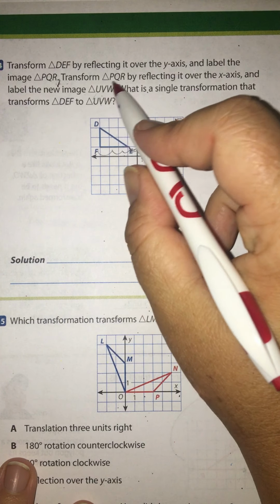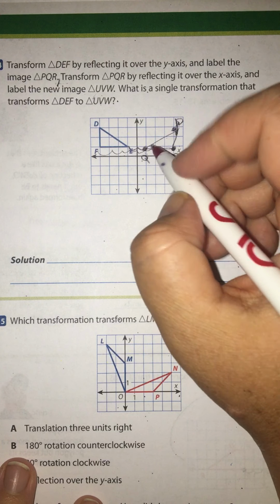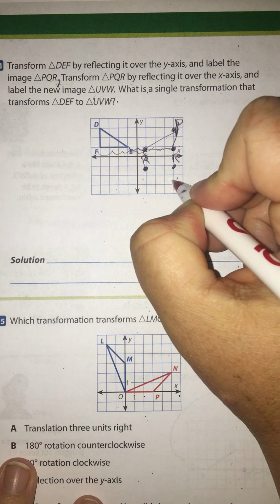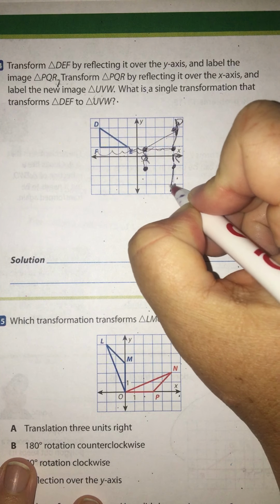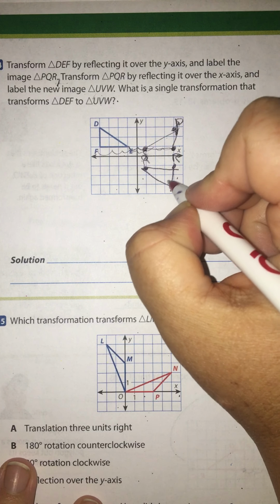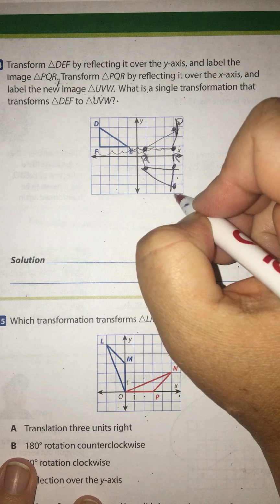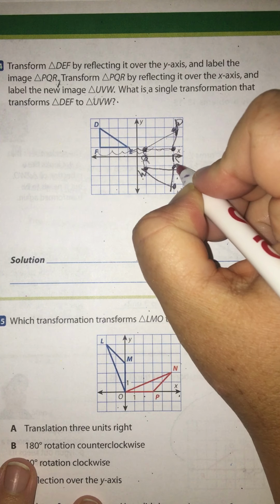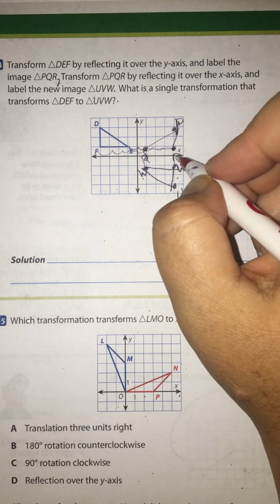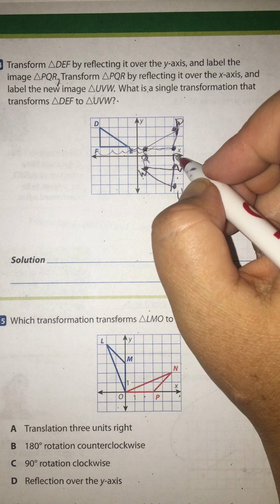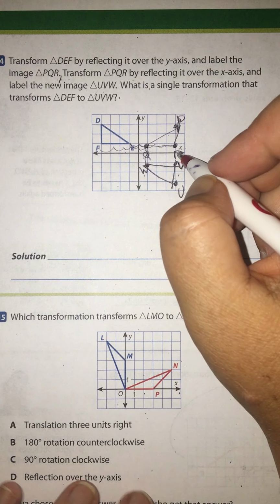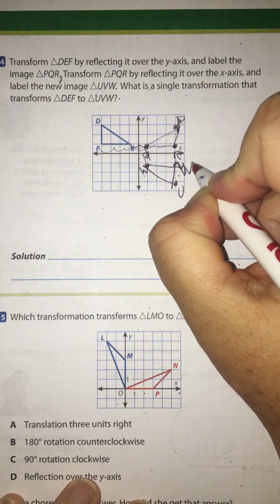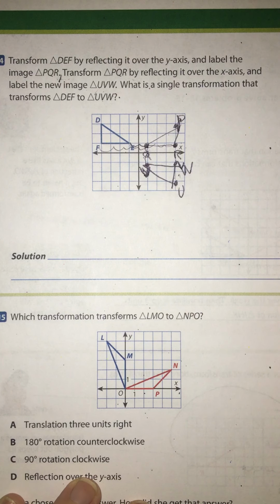QR, got it. Transform PQR by reflecting over the X, okay? 1, 1, 2. Now what do I have to call this one? UVW, okay? UVW. So I want to put U here, W here, and V here. Just gotta switch these two.